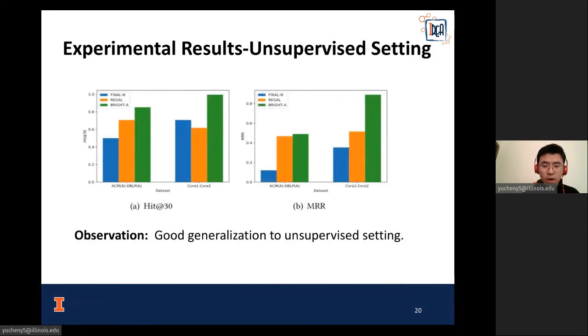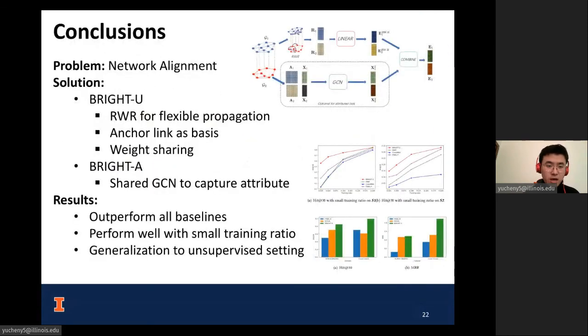At last, we generalize our Bright model to the unsupervised setting. In this setting, we just use the attributes to generate some candidate anchor links, and based on these anchor links we use our Bright-A model to align them, which also performs very well. Conclusions: our problem is network alignment, and we propose two solutions for the plain network alignment task and the attributed network alignment task. The results show that our model outperforms all baselines, performs well with a small training ratio, and can also be generalized to the unsupervised learning setting. That's all about our presentation. Thank you.